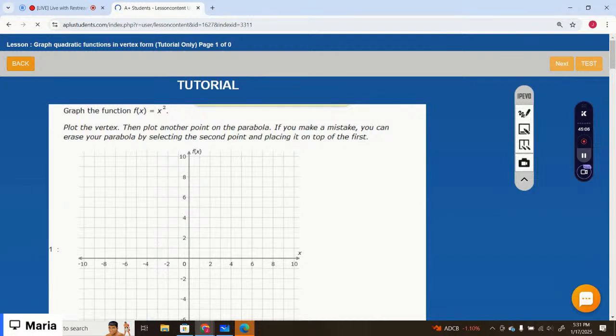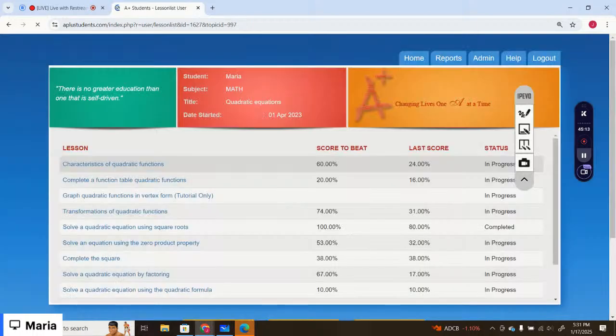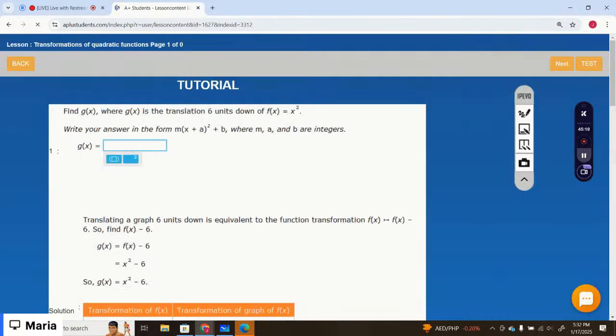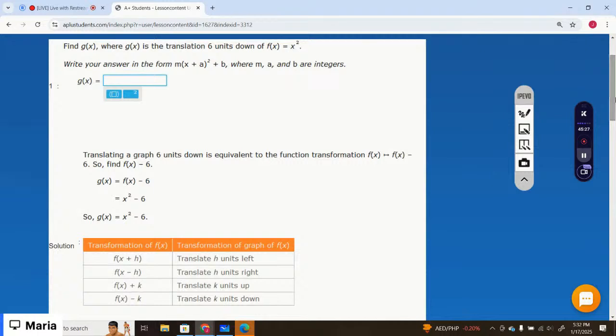Okay, let's just start with the next lesson, that is transformations of quadratic functions. Find g of x where g of x is the translation 6 unit down. So that is translated 6 unit down. So that is g of x equals f of x minus 6.